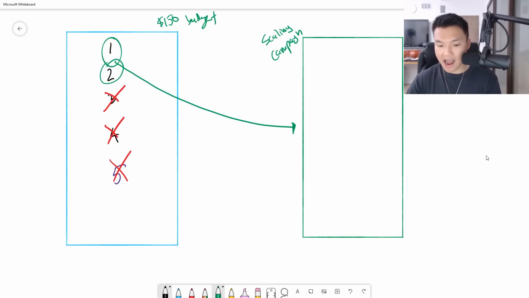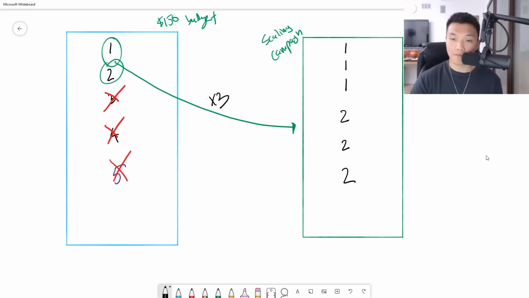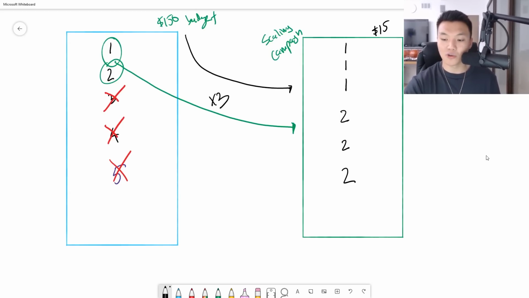You can see now, what you're going to do is duplicate these working ad sets by, I'm going to use black, by 3. So you're going to have 3 ad sets of 1, 3 ad sets of 2. All right, and this is a scaling campaign. So what is the budget now of the scaling campaign? Well, what I like to do is just go over here and duplicate out the budget. So this one will also be $150.